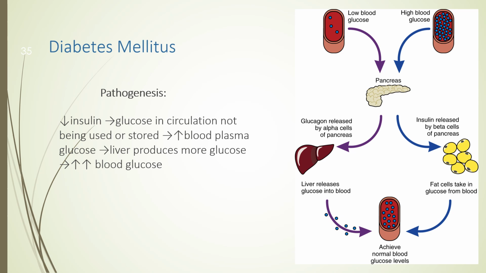The pathogenesis includes a decrease in insulin, which leads to glucose in circulation not being used or stored, which leads to increased blood plasma glucose, which leads to the liver producing more glucose, where there is a continued increase in blood glucose.